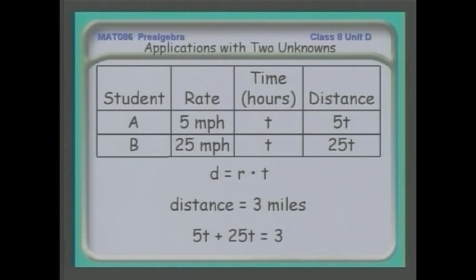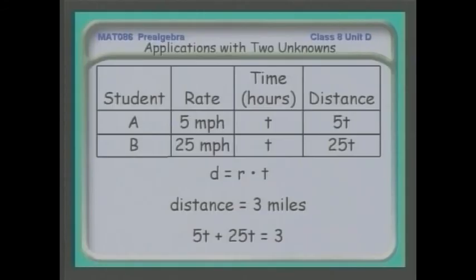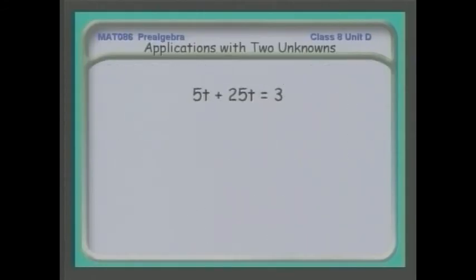5t, the distance the jogger goes this way, plus 25t, the distance the person in the car goes this way, that total distance, as they've started 3 miles apart, has to be 3 miles. So now we have an equation that we can solve for t, the time. 5 plus 25, 30t is equal to 3.